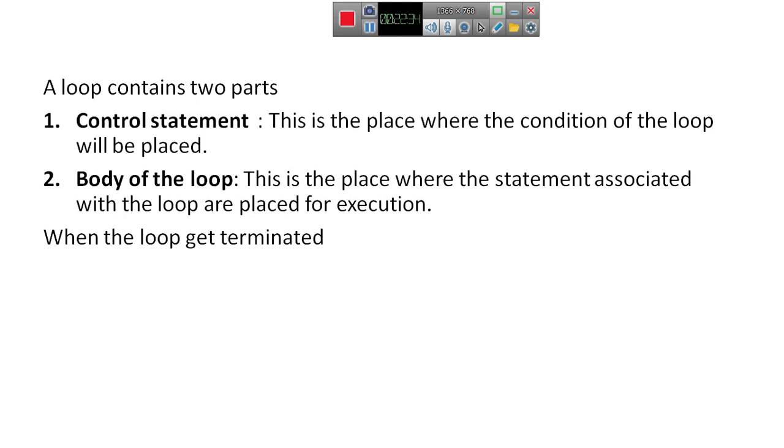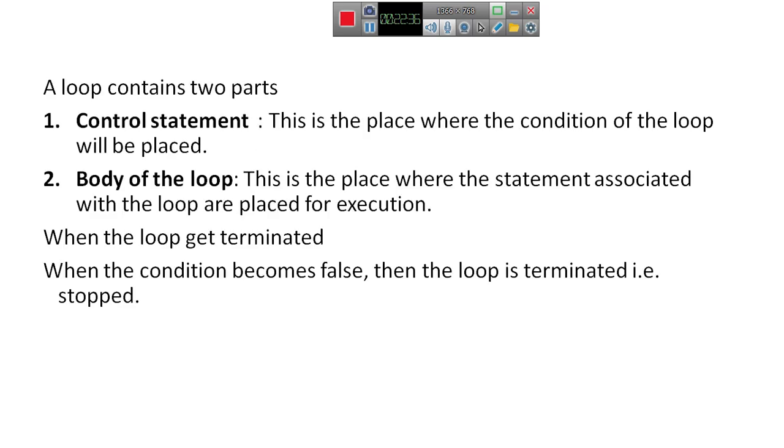A loop contains two parts: control statement and body of the loop. Control statement, this is the place where the condition of the loop will be placed. And body of the loop, this is the place where the statements associated with the loop are placed for execution.